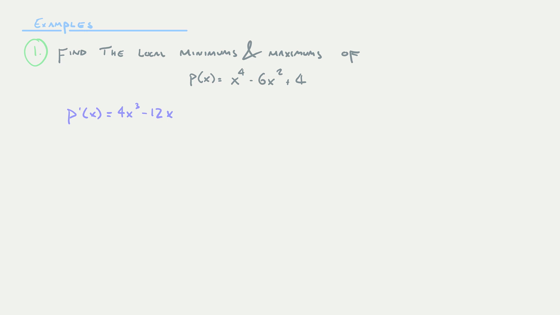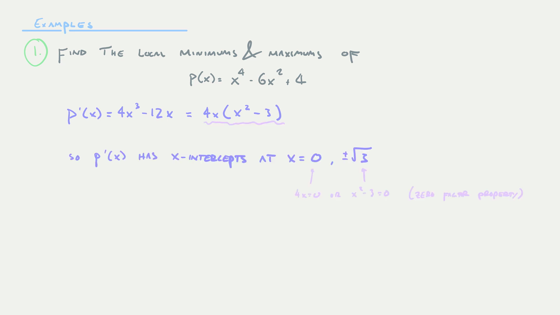So we know p prime is 4x cubed minus 12x. We still need to figure out what the minimums and maximums are. So we should figure out where this polynomial is 0. Where the derivative is 0 is going to correlate to some local extrema for the p function, for the base function. So I went ahead and I factored it into 4x times x squared minus 3.